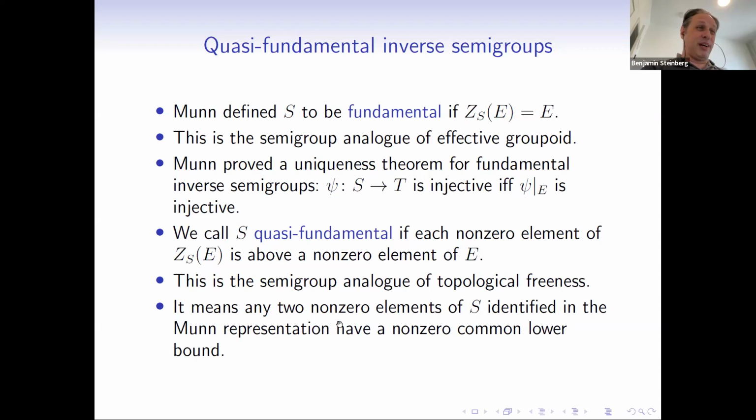For those who like Munn representations, for the semigroup people, this condition means that if two non-zero elements are identified in the Munn representation, then they have a common lower bound. But anyway, that's for the semigroup people.